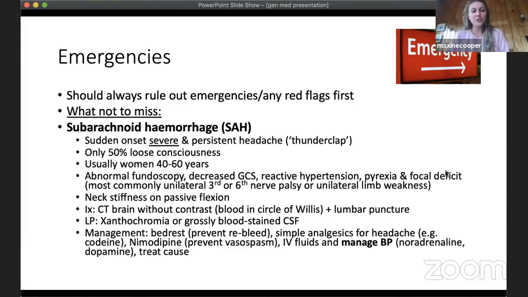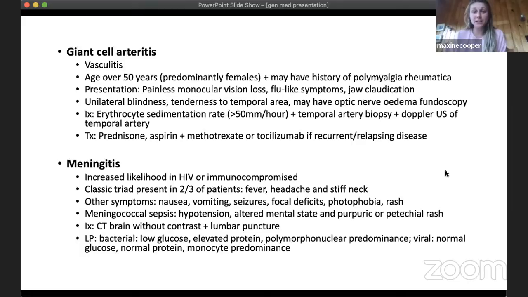And management, so there's lots of things. You want to find the cause is the key thing here. There's lots of causes of a subarachnoid hemorrhage, and so it's important that while you're trying to get the patient stable, prevent any rebleeds, you're also looking for that cause and treating it. Just two more emergencies to be aware of.